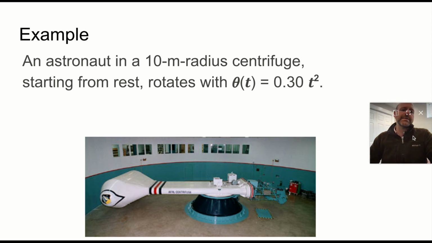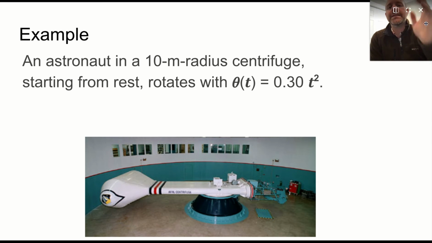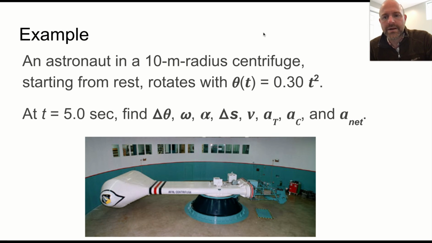So let's look at some examples here. How do we think about this? An astronaut in a 10-meter radius centrifuge. This is one of these devices designed to test how you react to huge g-forces, really big accelerations, much greater than the acceleration due to gravity, right? The equation for the motion is theta equals 0.3 t squared. At 5 seconds, what is the delta theta from the starting point?